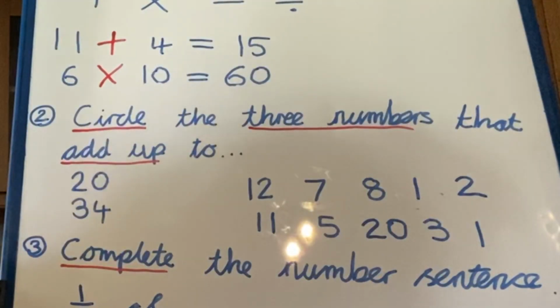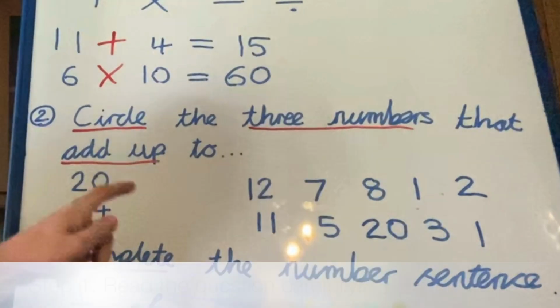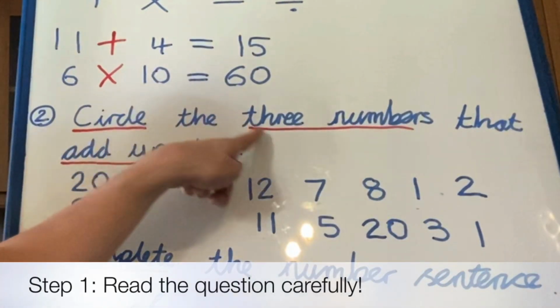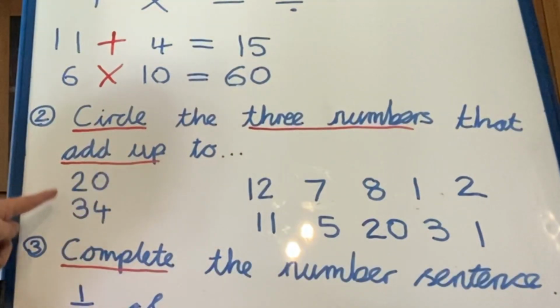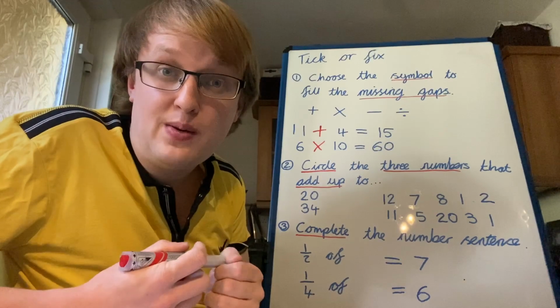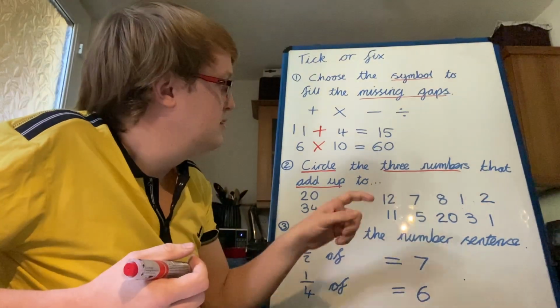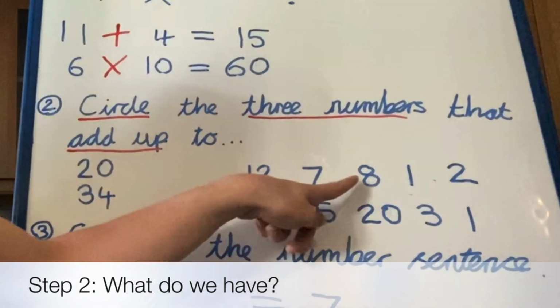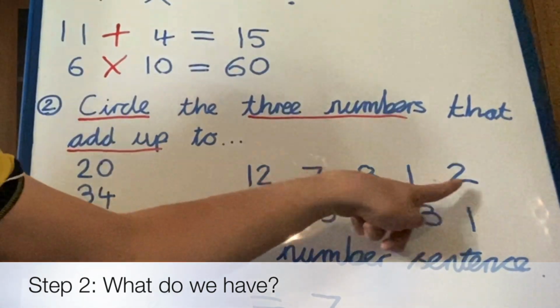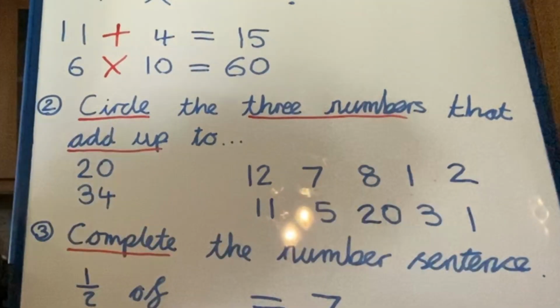I'm going to read this question really carefully. That's step 1, always reading the question carefully. Circle the 3 numbers that add up to 20 and 34. Step 2 is to see what we have already. So I've got 12, I've got 7, I've got 8, I've got 1, and I've got 2.